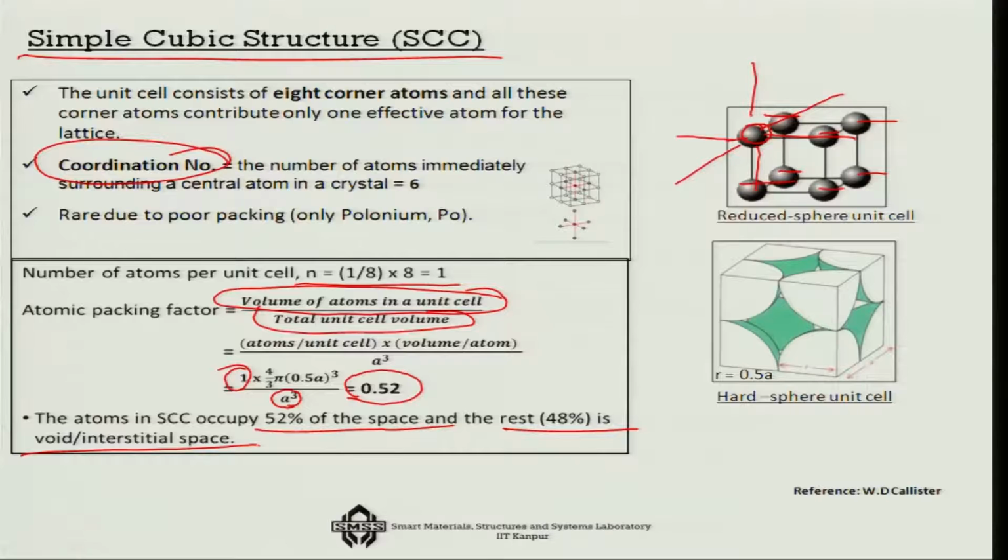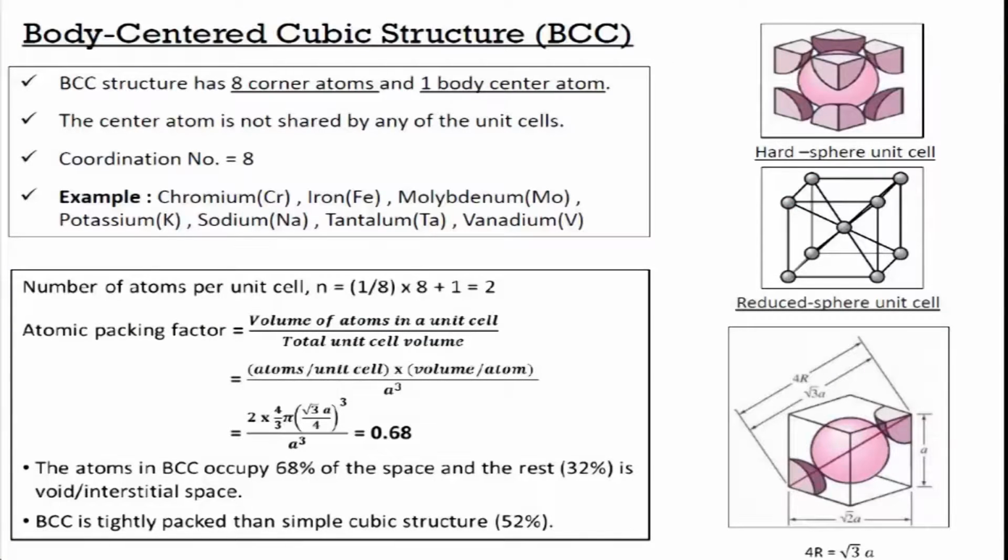This is a really very poor packing. Materials like polonium show this kind of a packing system. Let us go to a system which is slightly more packed. The next example is BCC, body centered cubic structure.